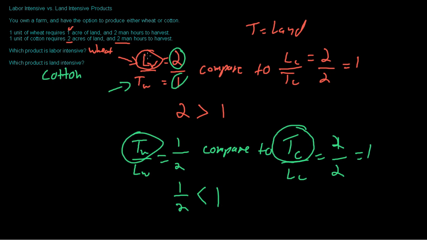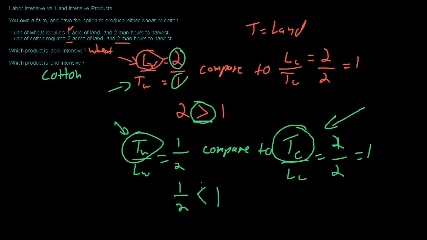When you want to talk about labor intensive, you put labor on top and calculate the ratios and compare them, and whichever one is greater is the one that is labor intensive. And then you do the exact same thing putting land on the top, and then you just compare it, and whichever one is greater, in this case it was cotton. Since 1 is greater than 1/2, cotton was the one that is land intensive.